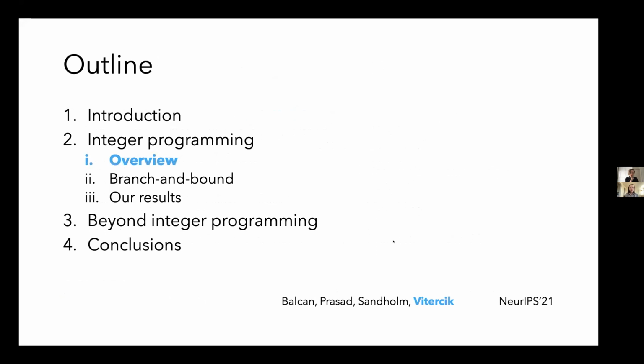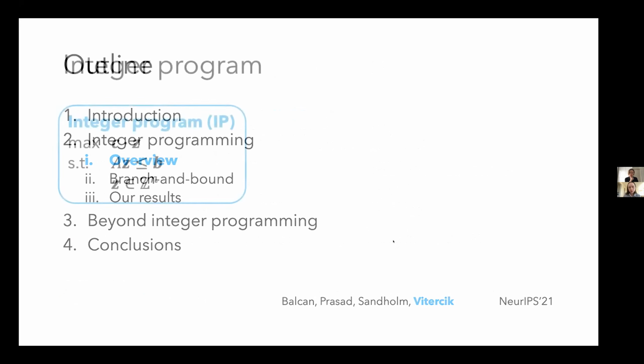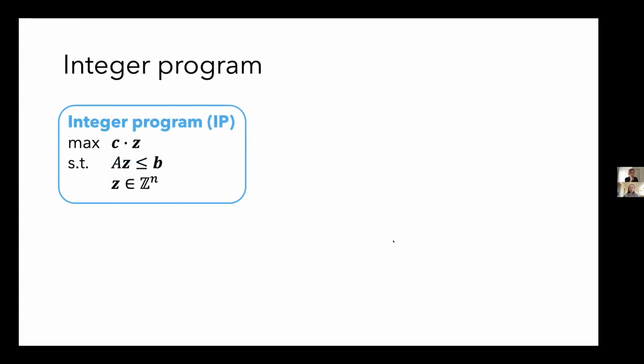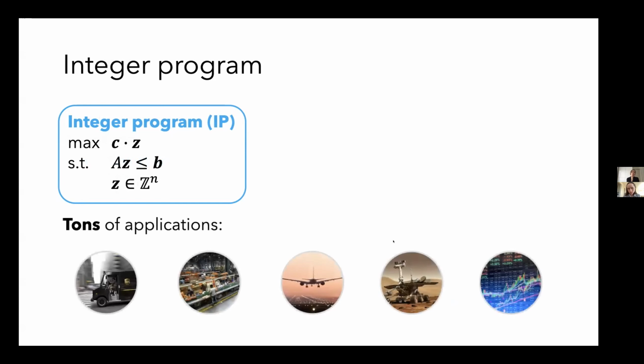Okay, so with that introduction, I'm going to start off with an overview of our results and the integer programming framework in which we're going to be working. So I'm sure this is all familiar to everyone here, but just to make sure we're on the same page, our goal in integer programming is going to be to find a vector z that maximizes some linear objective c dot z, subject to some linear constraints, Az is less than or equal to b, and subject to the constraint that the entries of z are integral. And as I mentioned, integer programming has just a ton of applications throughout science.